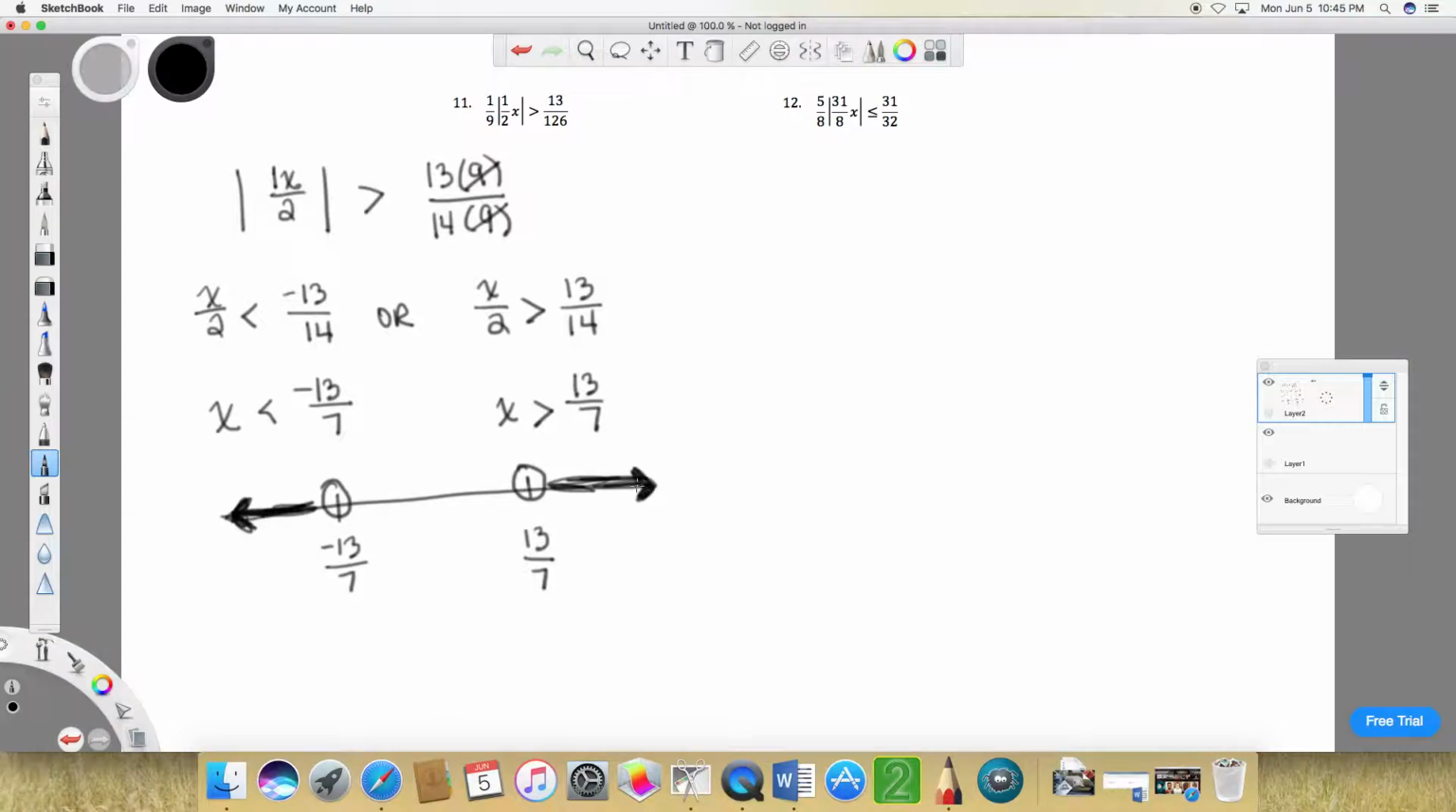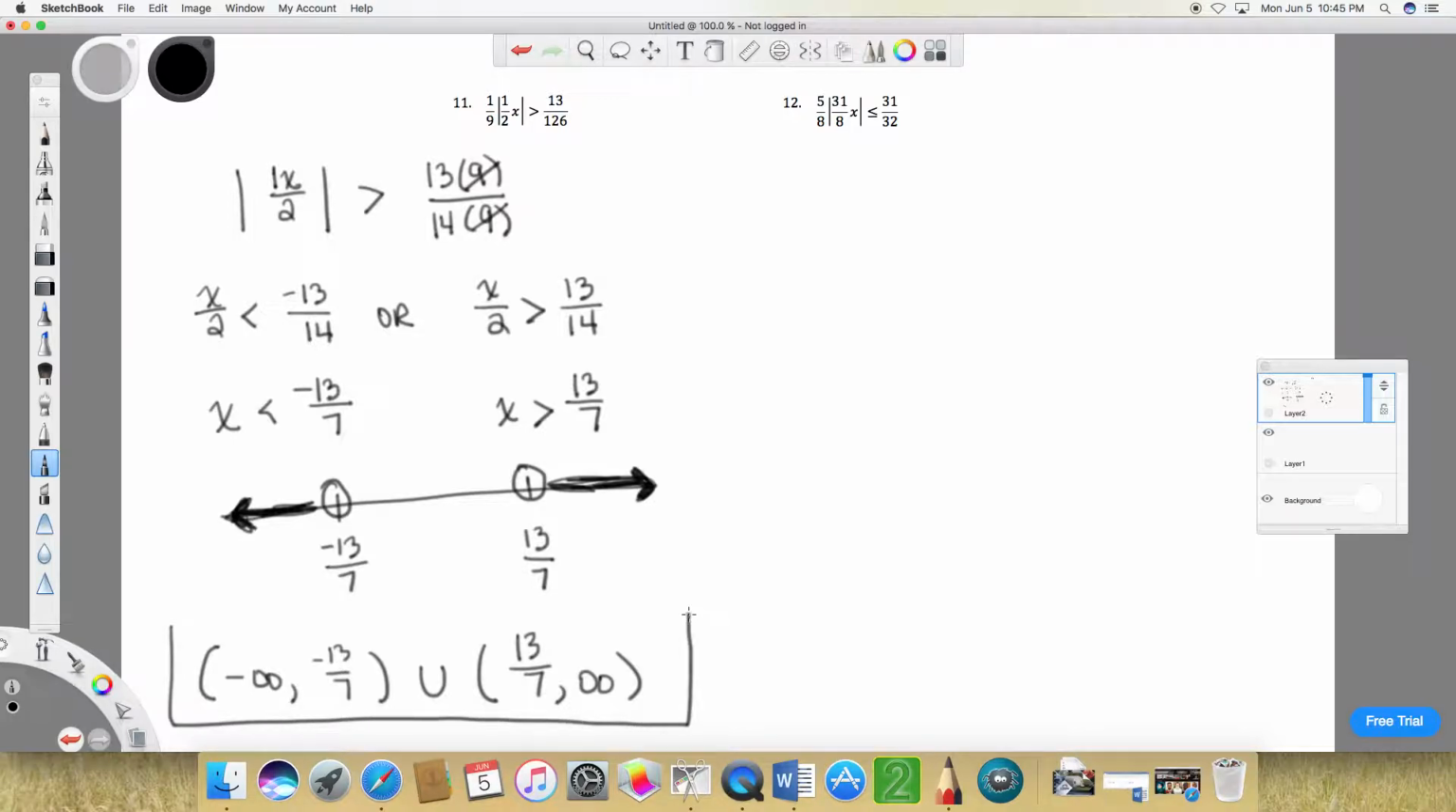So here's a graph of my solution set written in interval notation. We have negative infinity, comma, negative 13 over 7, or 13 over 7 out to positive infinity. So here's our solution set for problem number 11, written in interval notation. So let's take a look at the next one.